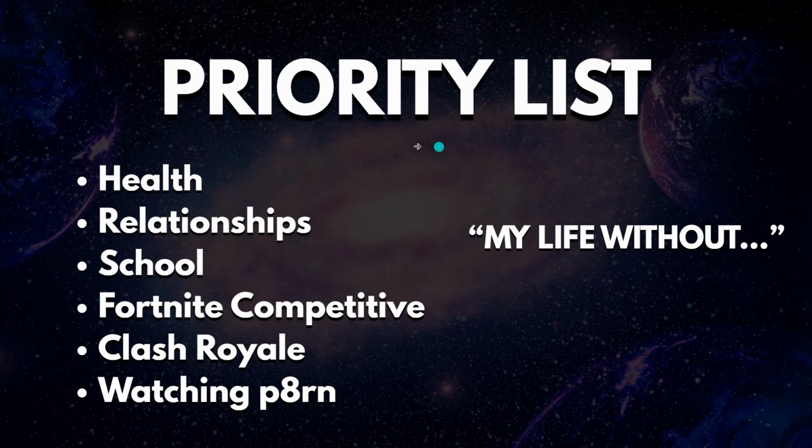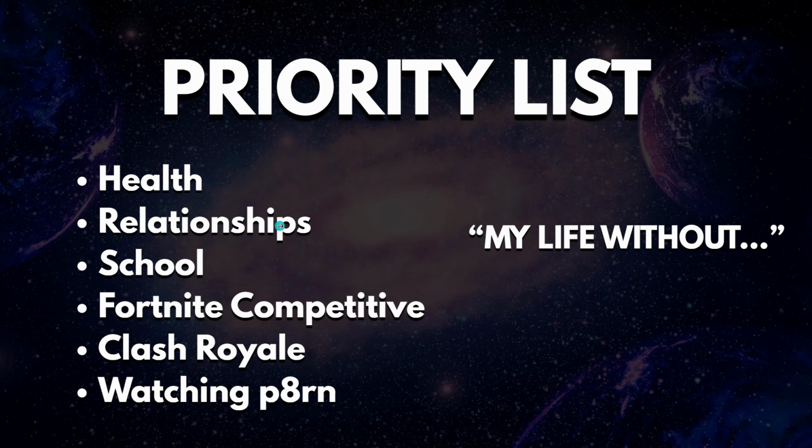Now, to create a priority list, I suggest you work backwards. So you picture your life without that specific thing. So if you try to picture your life without health, well, you probably don't even have a life without health, right? You're gonna be dead. Or you're gonna be sick at least, and your life is gonna be terrible. So you can't really live without health. So it's a number 1 priority, right?